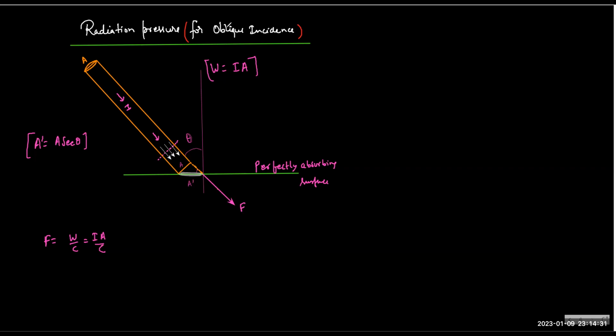IA by C. What about the radiation pressure? What is the radiation pressure here? That's interesting. So pressure is always due to which component of a force? Who will create the pressure? The normal, perpendicular component. And the normal component is F cos theta, and on which area is it getting incident? A dash. So basically the answer is IA by C, cos theta, by A dash. And what is A dash? It is A by cos theta, so the pressure is I by C cos square theta. Do you realize this? Yes.